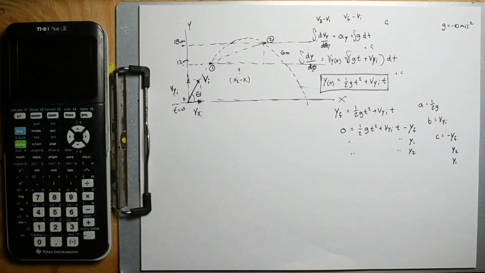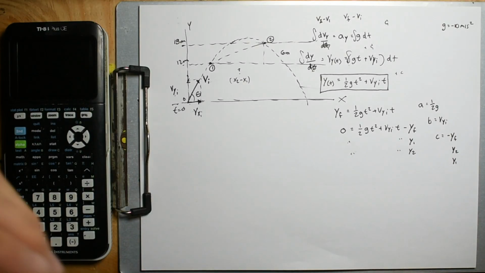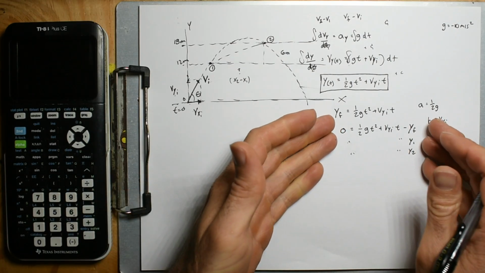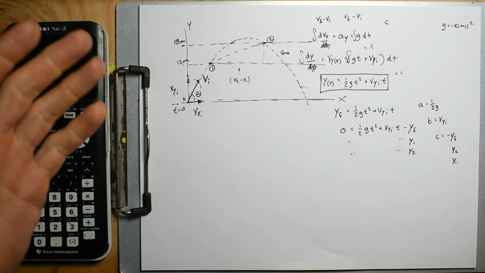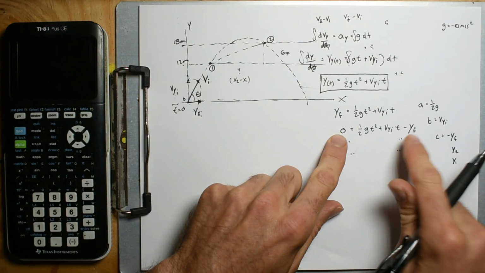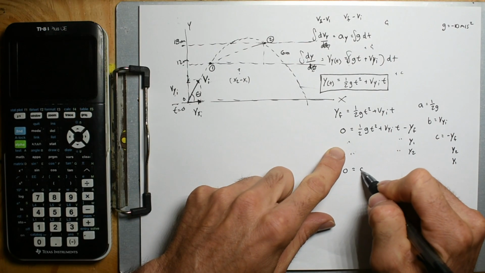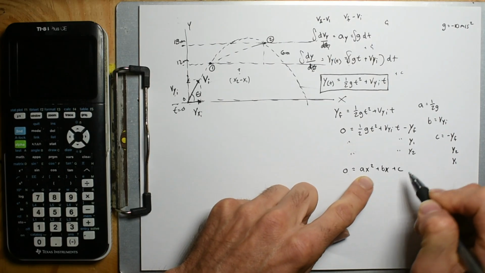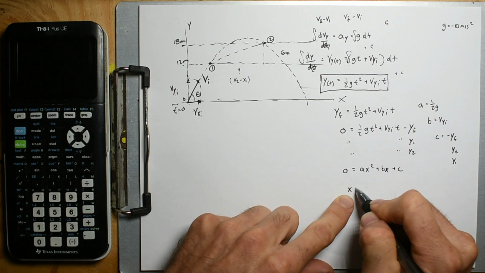All right, so now what are we doing? Sometimes I just do this to be like, well, what are we doing? But we do have a quadratic. If this is in the form 0 is equal to ax squared plus bx plus c, I could use the quadratic equation to solve for x.